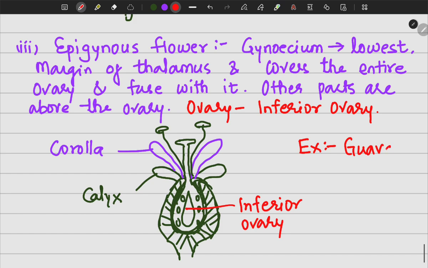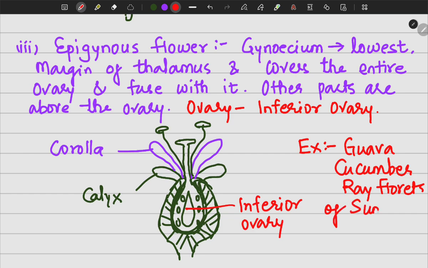guava, cucumber, and ray florets of sunflower. Alright, so examples are really important.